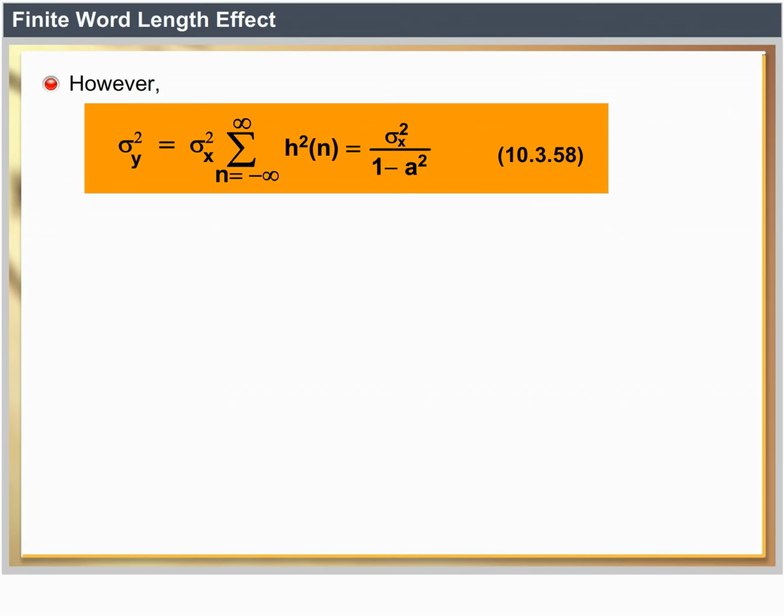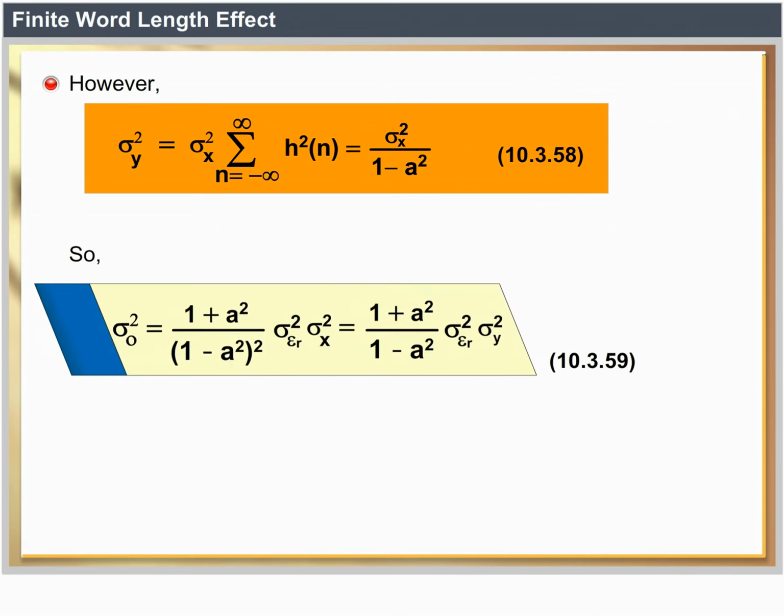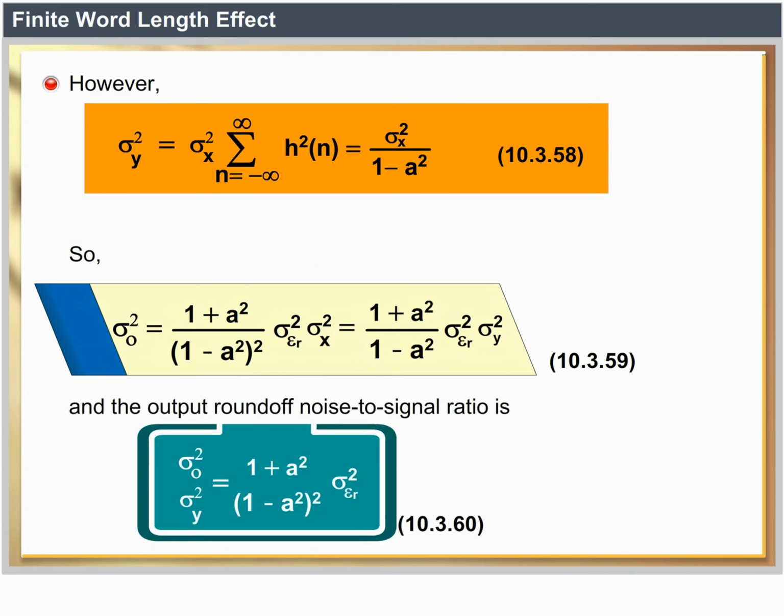10.3.58. So, sigma naught square equal to 1 plus a square divided by 1 minus a square the whole square into sigma epsilon r square into sigma x square, equal to 1 plus a square divided by 1 minus a square into sigma epsilon r square into sigma y square, is called equation number 10.3.59. And the output round off noise to signal ratio is sigma naught square divided by sigma y square, equal to 1 plus a square divided by 1 minus a square into sigma epsilon r square, is called equation number 10.3.60.